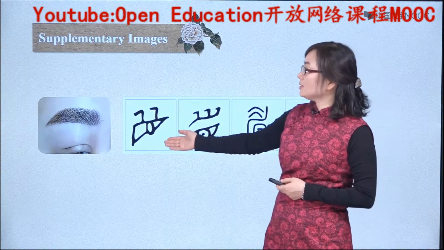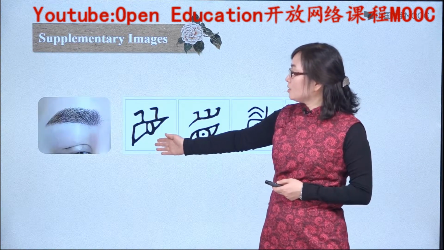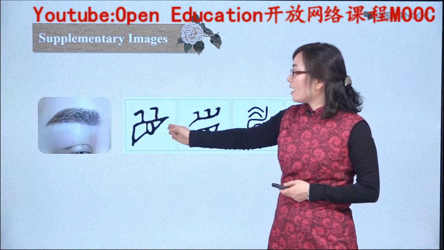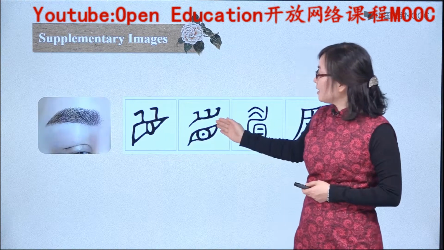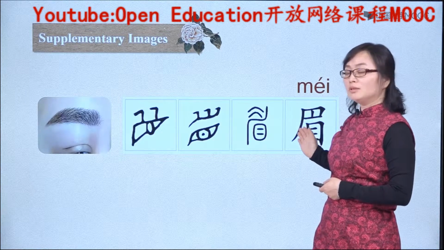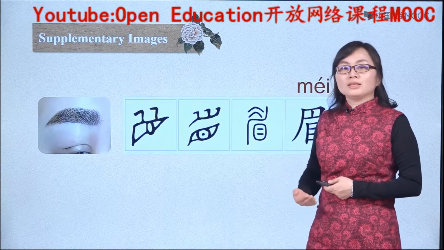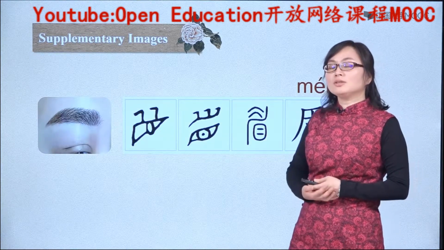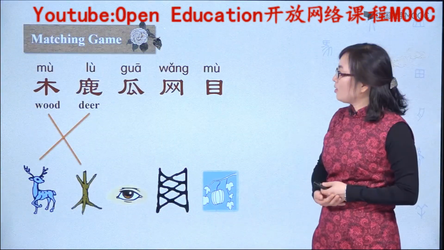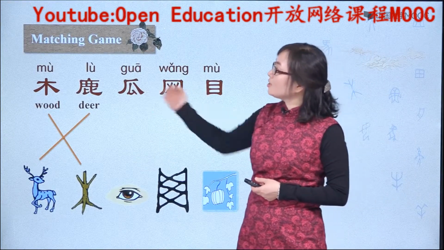So look at the changes of the physical structures of this character. Look at the earliest style. And here is the eye. And then over the eye, there's an eyebrow. And then step by step, finally, we have the modern character meaning eyebrow, pronounced as 眉. So I suppose you have already understood the change, or maybe the function of the supplementary images. Well, we may look at their pictures and the Chinese characters.